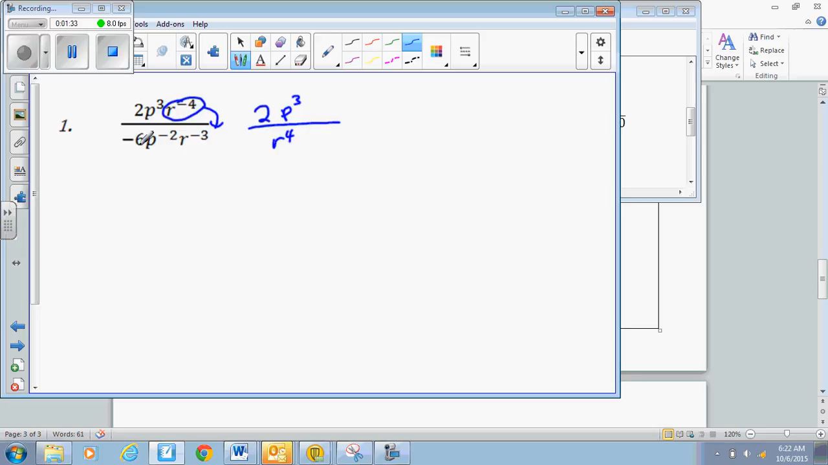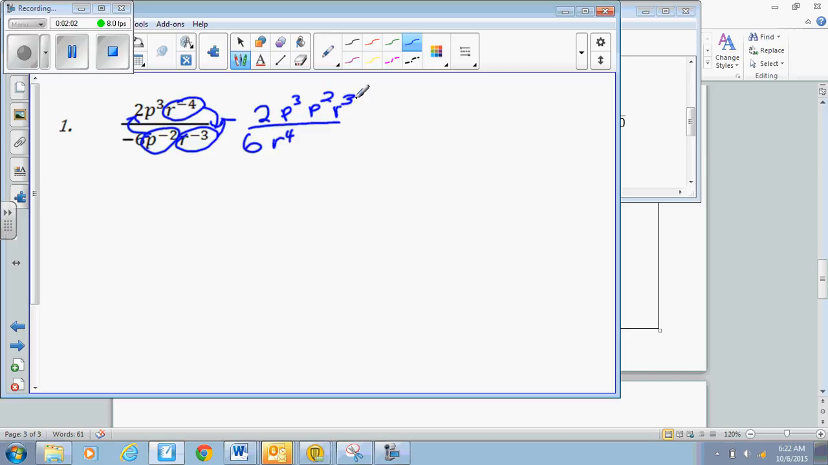Now the negative 6, the exponent is still 1, so that's going to be a negative 6 on the bottom of the fraction. P to the negative 2 has a negative exponent, so we're going to move that one up to the top as p to the positive 2. And r to the negative 3 has a negative exponent. That's going to move to the top as r to the positive 3. What we've done is just rearranged it a little bit so that none of the exponents are negative.